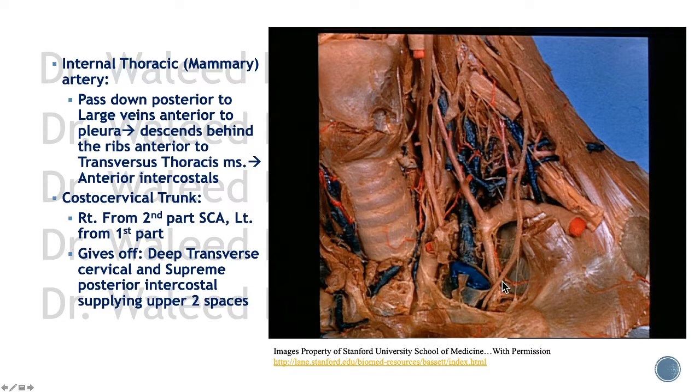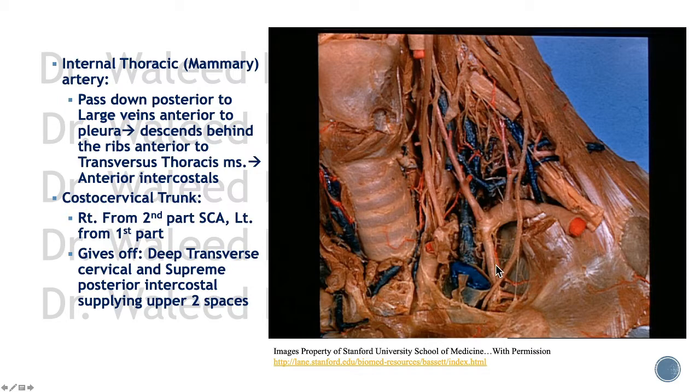Actually, it gives numerous branches there. It gives a couple of branches in each space and ends by dividing into two major arteries, superior epigastric and musculophrenic arteries. We will study these later in the abdomen. So this is the internal thoracic or mammary artery.